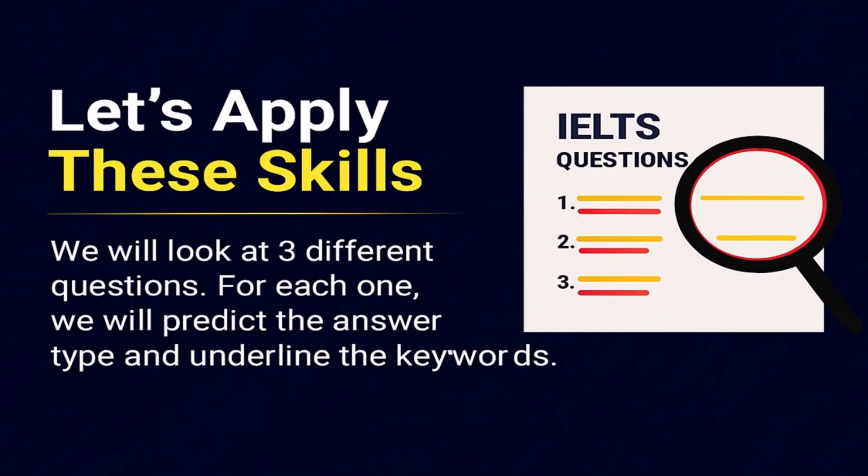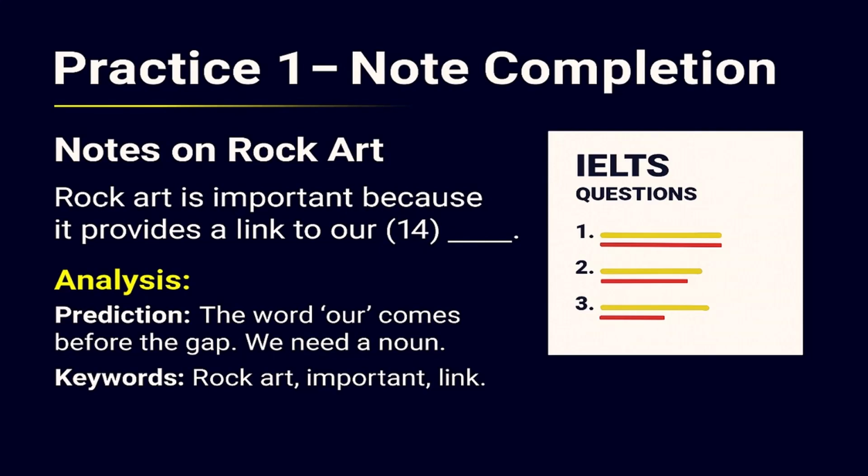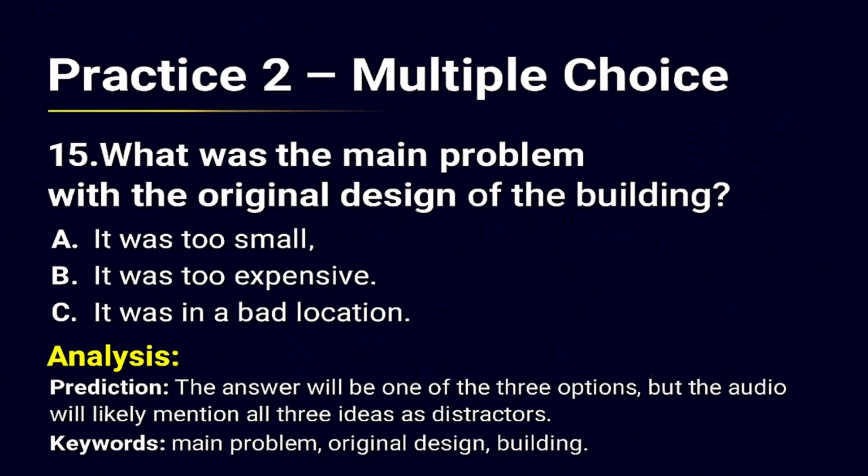Let's start with a note completion question. Rock art is important because it provides a link to our blank. First, prediction. After the word our, we need a noun, a link to our what? Maybe our past, our ancestors, our history. I'll be listening for a noun. Second, keywords. The main topic is rock art. The other important words are important and link. When I hear the speaker talk about why rock art is important or how it forms a link, I know the answer is near. Now for a multiple choice question.